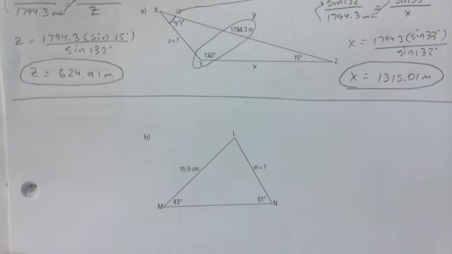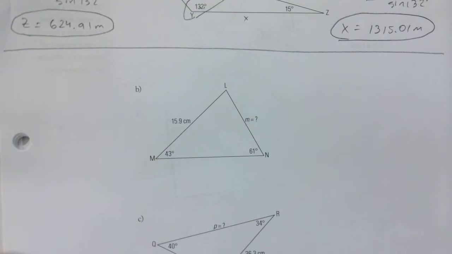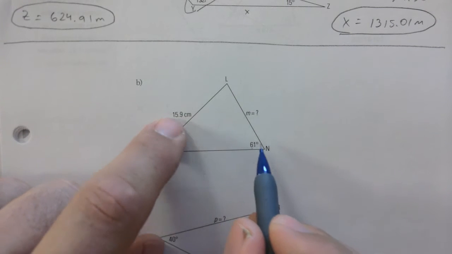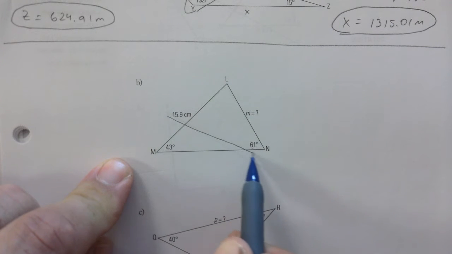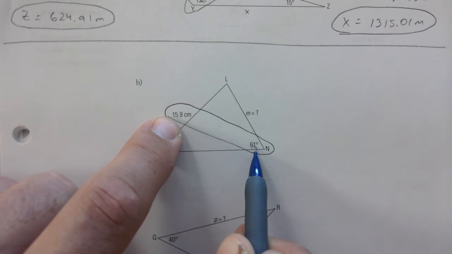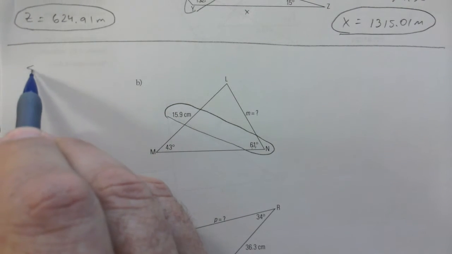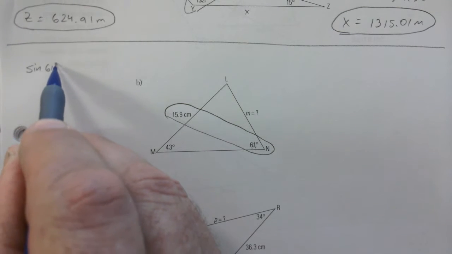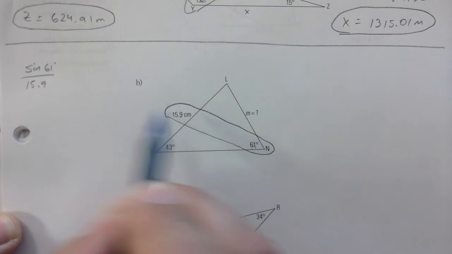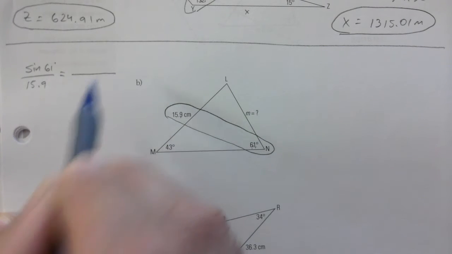And I'm going to attempt my second triangle here. Okay, so do I have a pair? Not always will you have an obvious pair. I'm going to show you that in a bit. But here you have a pair, so I'm going to circle that. You know both, right? That is your starting point. So I'm going to go sine of 61 degrees over 15.9. And that's in centimeters. I'm going to omit that for now.